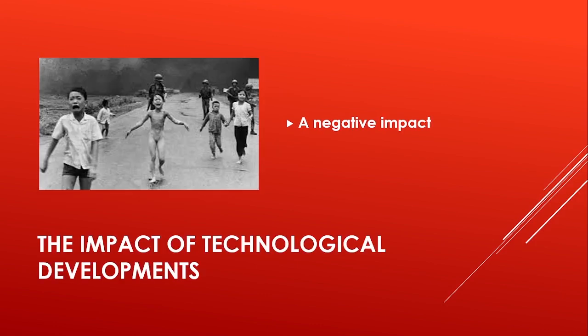Then we move to technological developments and their impact on the outcome of the wars. Technology not only didn't help the French and the Americans, in the American case it proved a handicap, turning the Vietnamese people against them, and indeed the American people too.